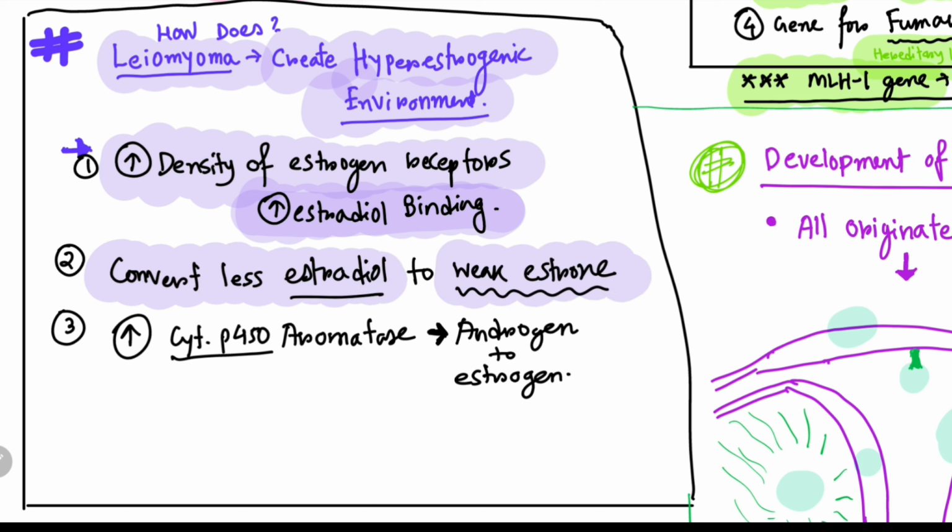Here is one fact that you must know: there are two forms of estrogen, estradiol and estrone. Estrone is the weaker form and estradiol is the stronger one. So if estradiol is less converted to estrone, the stronger estrogen is more abundant, leading to a hyperestrogenic environment. The third mechanism is an increase in cytochrome P450 aromatase enzyme. This enzyme converts androgen to estrogen. So these are the three mechanisms by which leiomyoma can create a hyperestrogenic state.